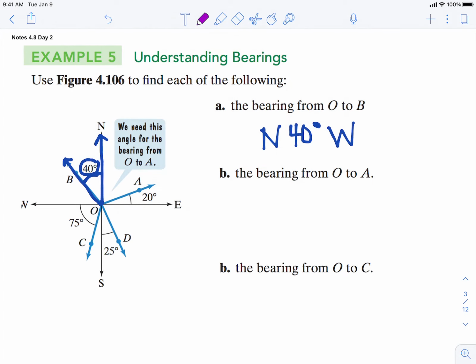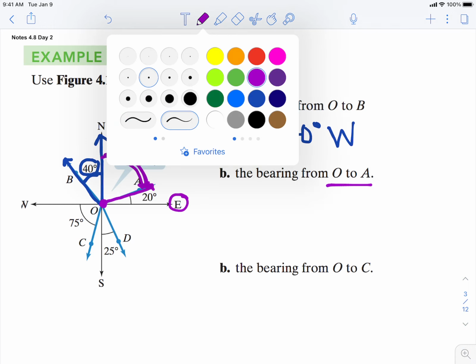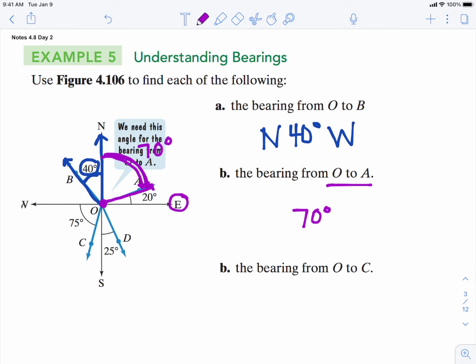Change colors. Let's go to example B. So here's your origin, heading off to ray A. So this angle right here from the north is 70 degrees. And it's heading to the east. We're not going to use that angle 20 degrees. We want it always coming from the north. So this total right here is a right angle. So you put the 70 degrees in the center. You're from the north, and the direction you're heading is east.